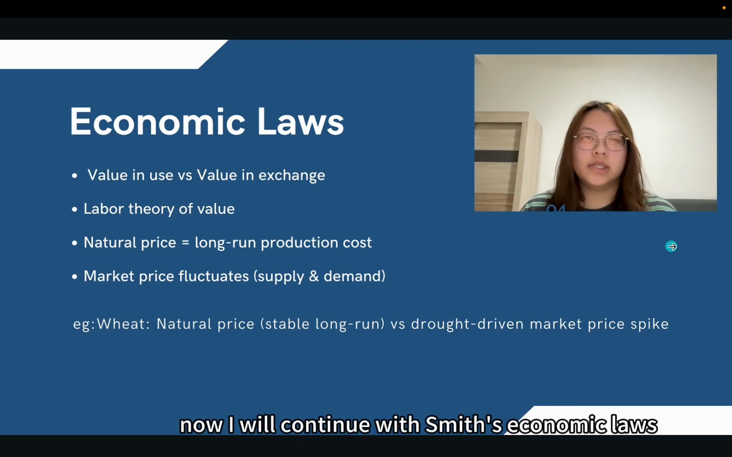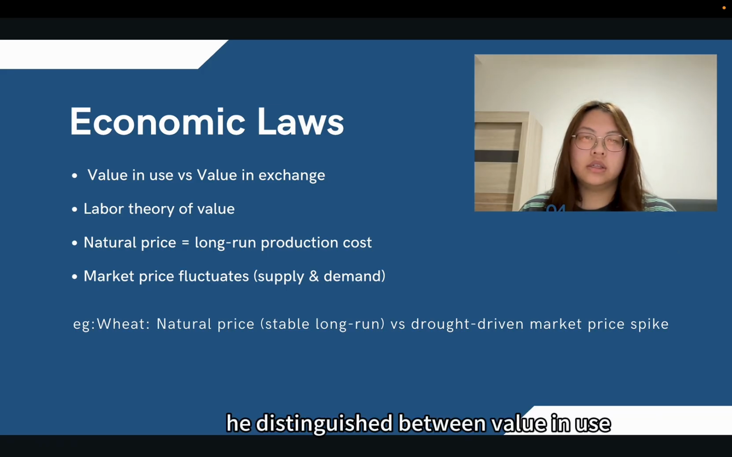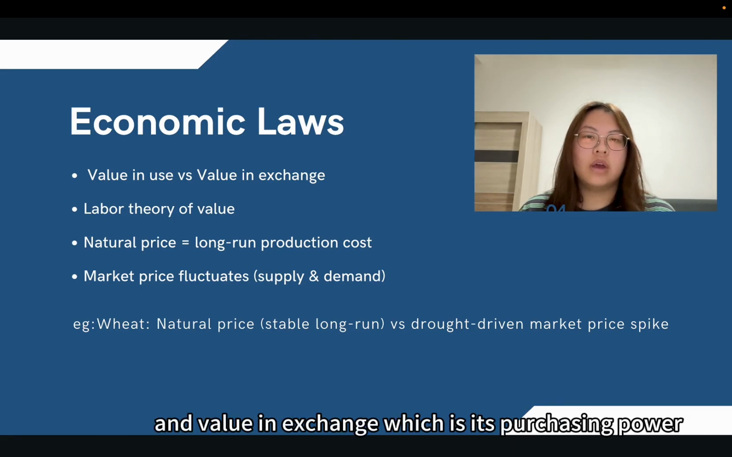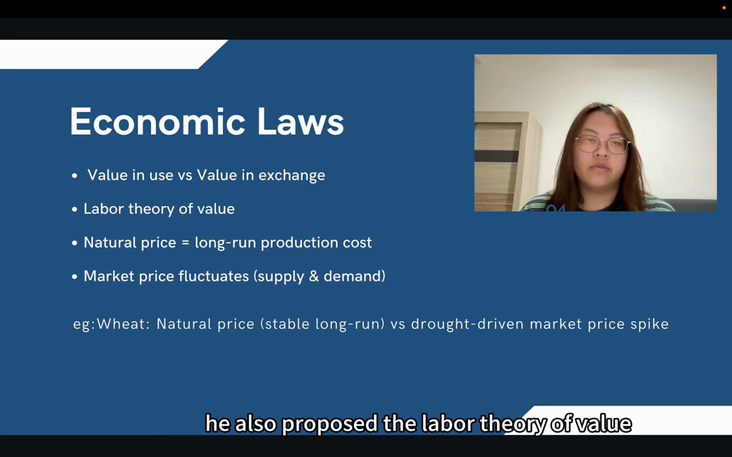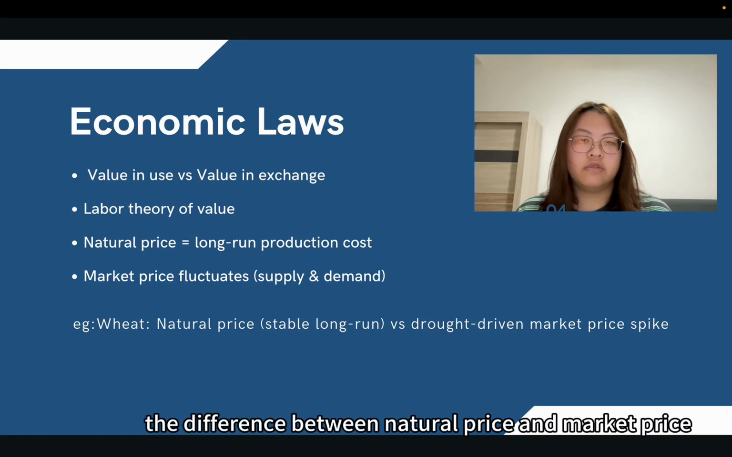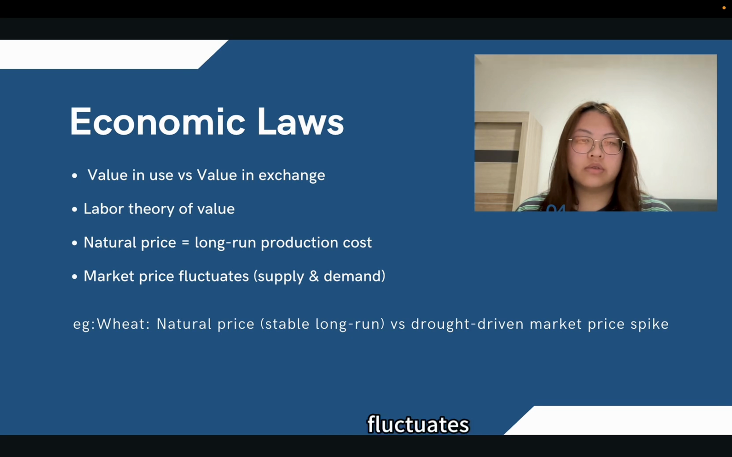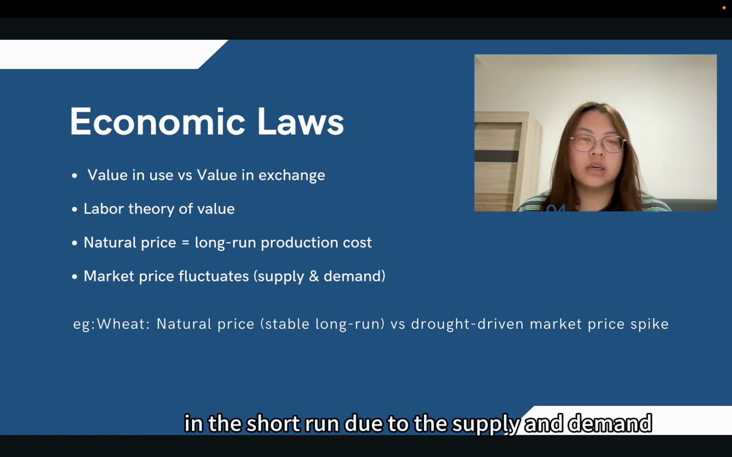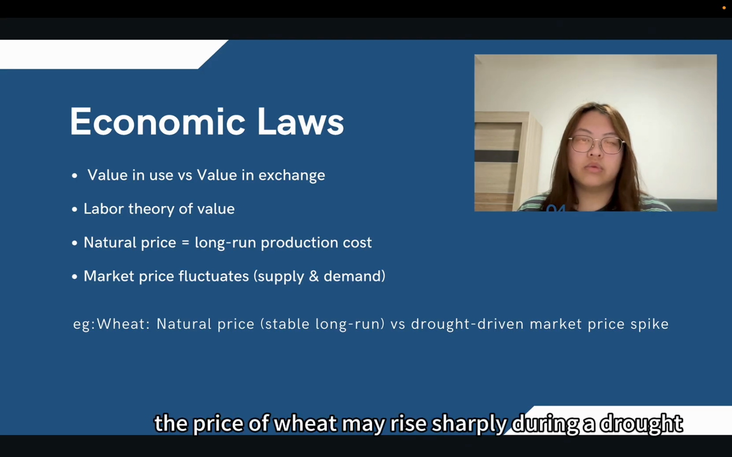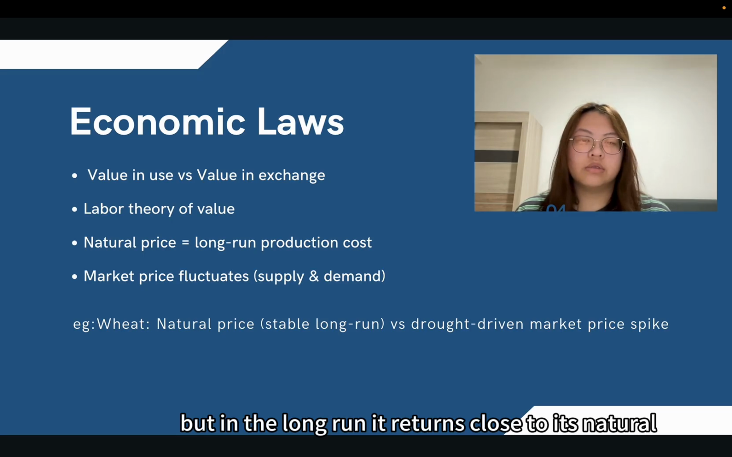Now I will continue with Smith's economic laws. He distinguished between value in use, which is the usefulness of an object, and value in exchange, which is its purchasing power. He also proposed the labor theory of value, where labor is the real measure of value. Smith explained the difference between natural price and market price. Natural price is the long-run cost of production, whereas market price fluctuates in the short run due to supply and demand. For example, the price of wheat may rise sharply during a drought, but in the long run it returns close to its natural price.